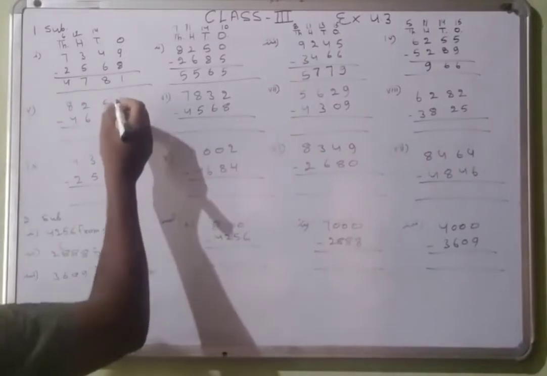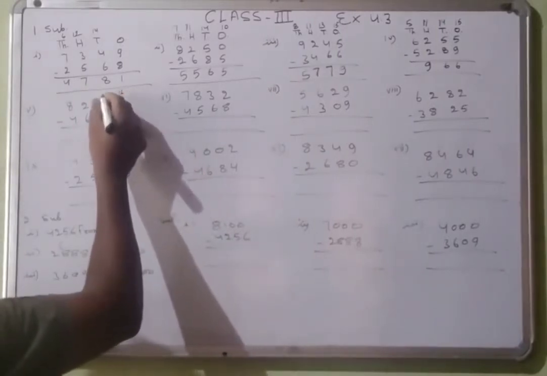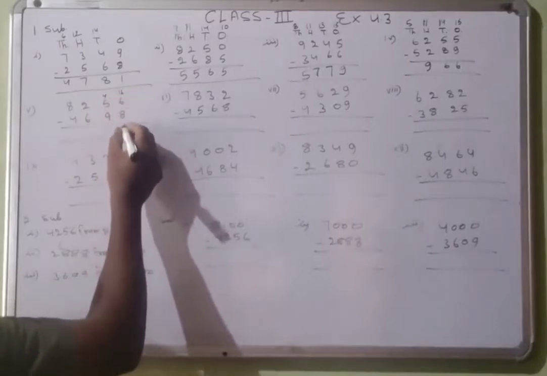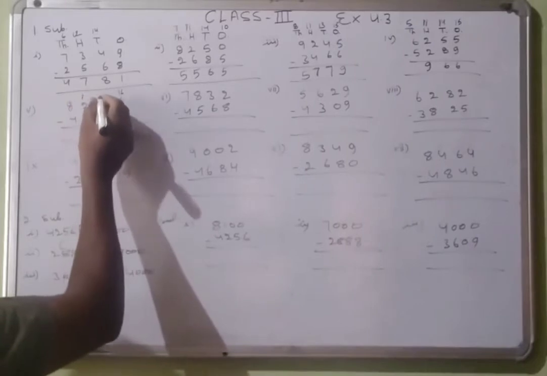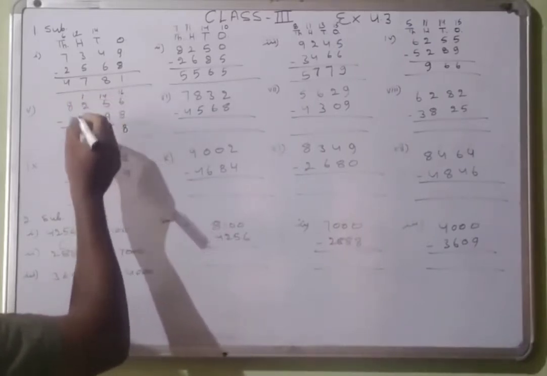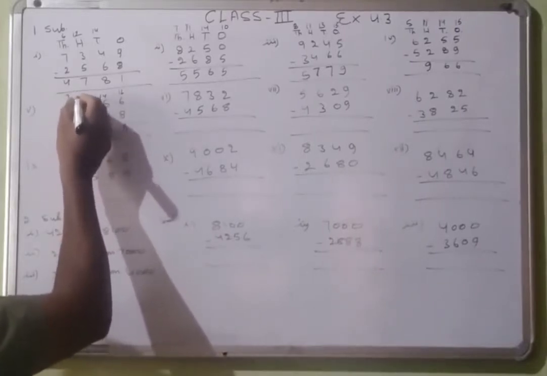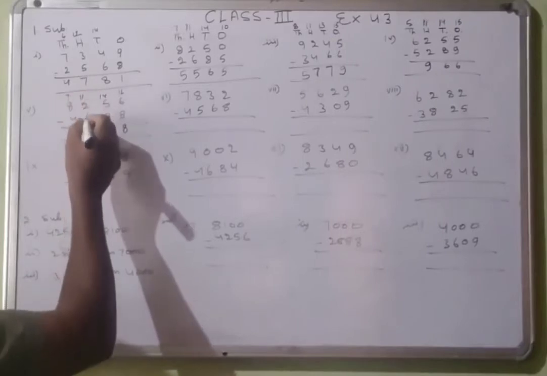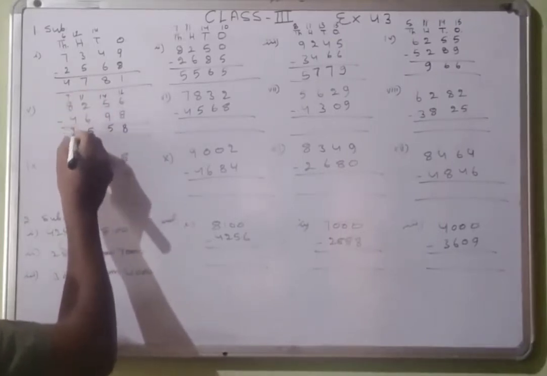See here also, this will be 16 or this will be 4. So 16 less 8, 8. And then this will be 1 or this will be 14 by carry. 14 less 9, 5. 1 less 6 is not possible. So this will give carry 8 and this will be 11. 11 less 6, 5. 7 less 4, 3.